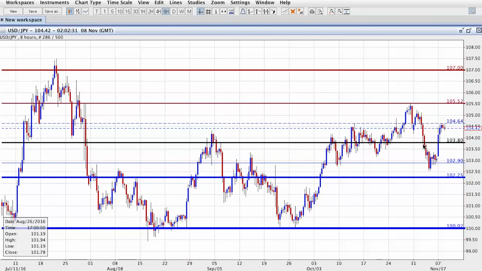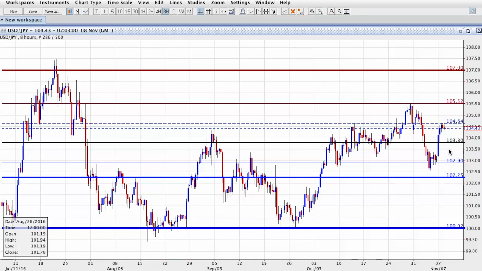So if we do move up and take this high out, look for the 105.50 to be taken out convincingly, and if we do get a pullback and a retest to this area and it holds, look for a further advancement towards the 107 area, and that will be a key target for the bulls going towards that former high around the 107.50 area.